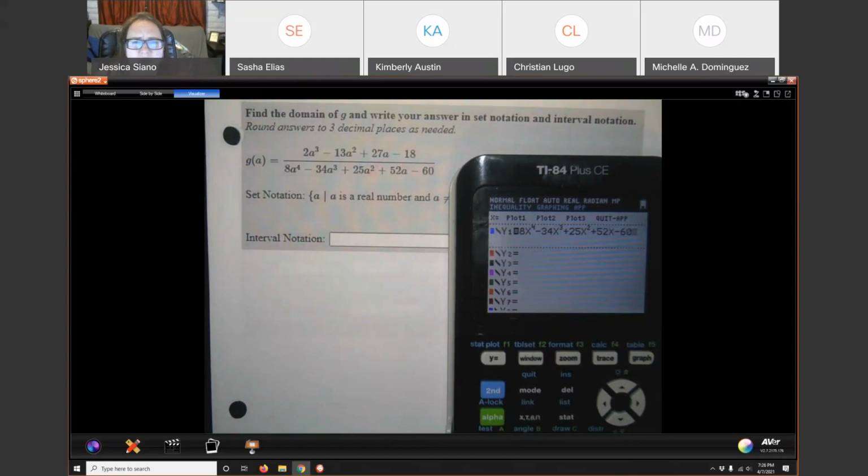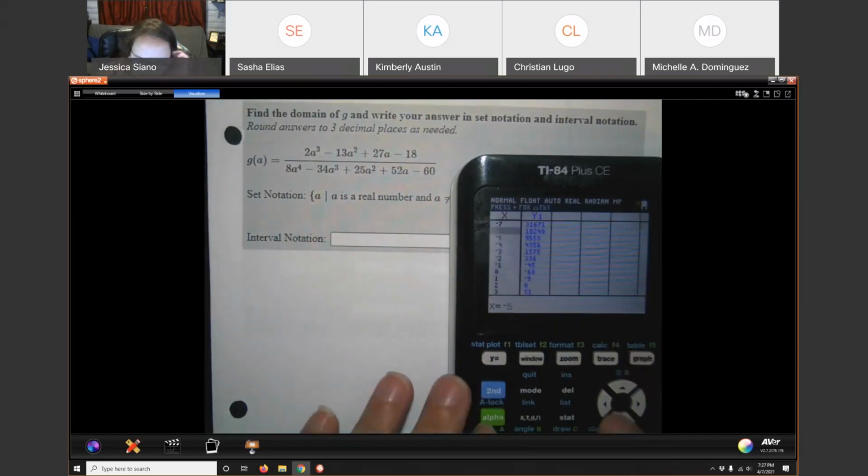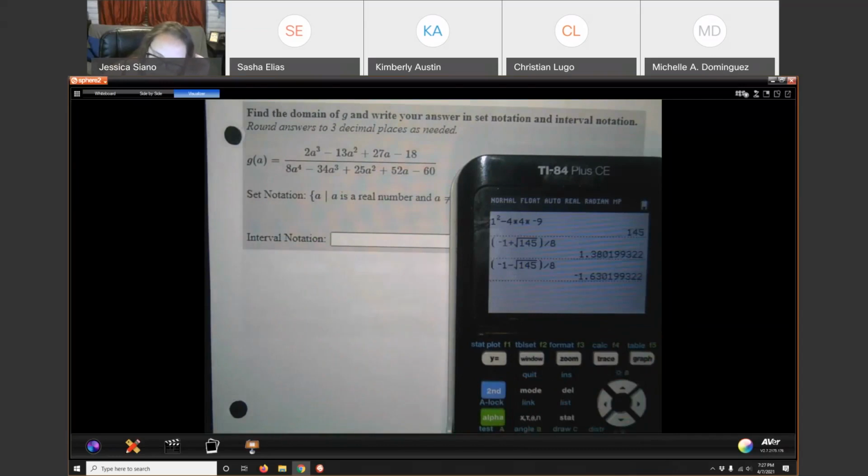X to the 4th minus 34x to the 3rd plus 25x squared plus 60. Okay, let's take a look at it. So I see a 0 at 2, I think. I always double check them in the table just because it makes me feel better. So I see a 0 at 2, and that 0 looks like it's bouncing.